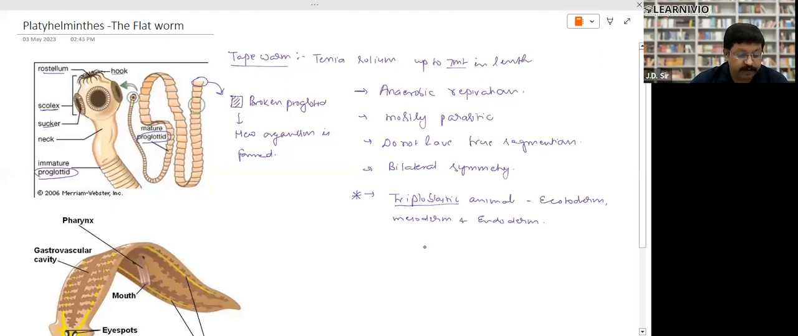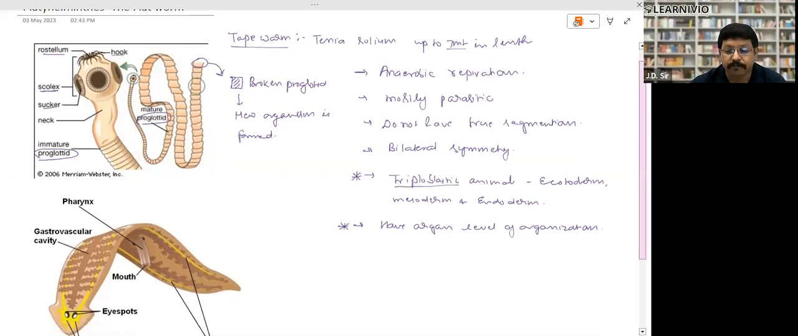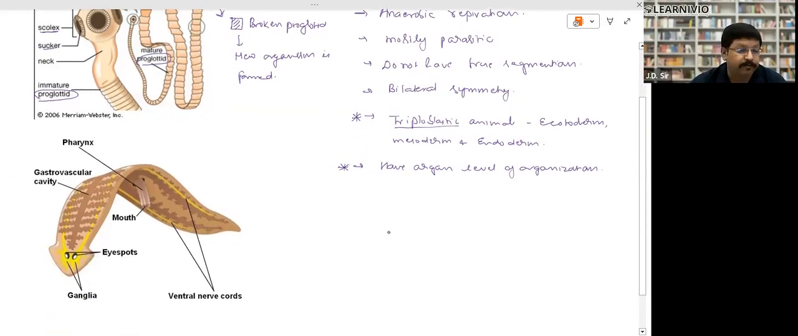Next thing, platyhelminthes have an organ system, meaning organs are found. They have organ level of organization. Look, before the platyhelminthes, there was no organ level of organization. So they are the first organisms which have organ level of organization. And till the cnidarians, there is a tissue level of organization. Sponges have the cellular level of organization, right?